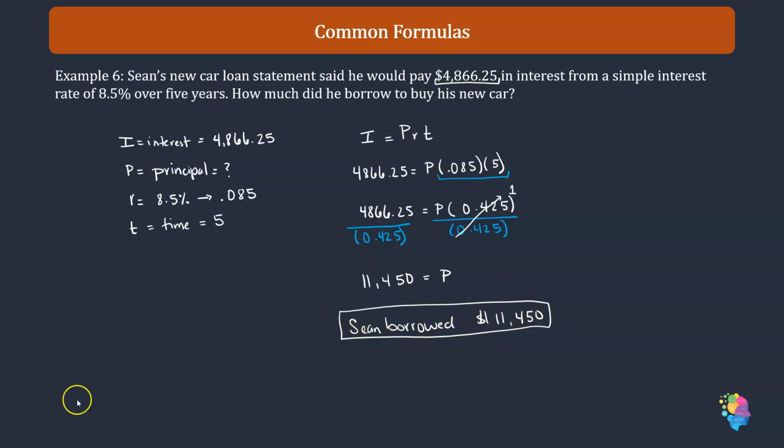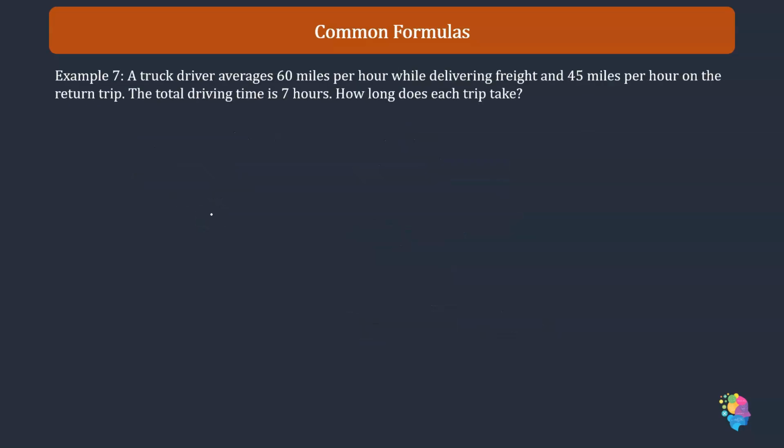All right. We already used the formula for temperature. We just used the formula for simple interest rate. Let's do an example on the distance formula. And it reads, a truck driver averages 60 miles per hour while delivering freights and 45 miles per hour on the return trip. The total driving time is 7 hours. How long does each trip take?